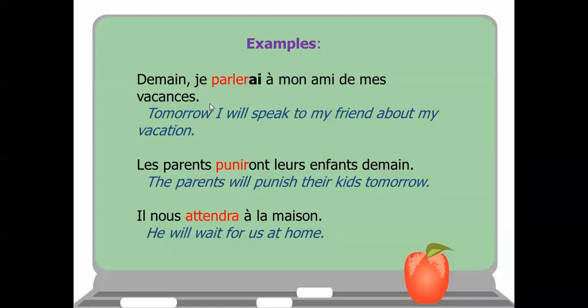Here are some examples. Demain je parlerai à mon ami de mes vacances. Tomorrow I will speak to my friend about my vacation. Now, pay attention here because parlerai is one word, but it represents two words in English. Will speak. Je parlerai, je is I, parlerai is will speak. Down here, les parents puniront, the parents will punish. Il nous attendra. He will wait for us.